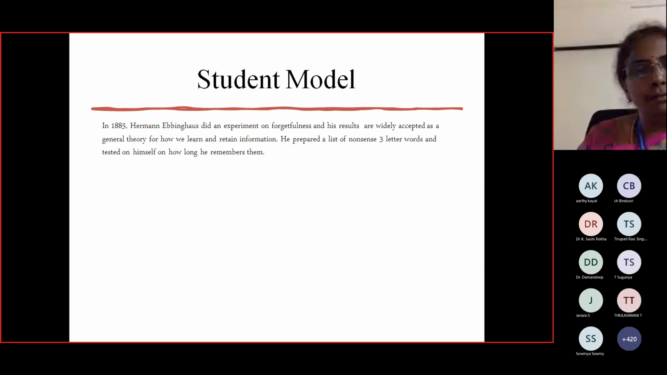In 1885, Hermann Ebbinghaus did an experiment on forgetfulness. For that experiment, he prepared 3-letter nonsense words, that is, meaningless words, and tried to remember them. After trying to remember them, he tried to recollect them over a period of time. Next slide.